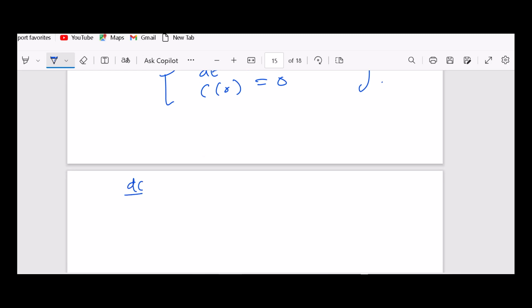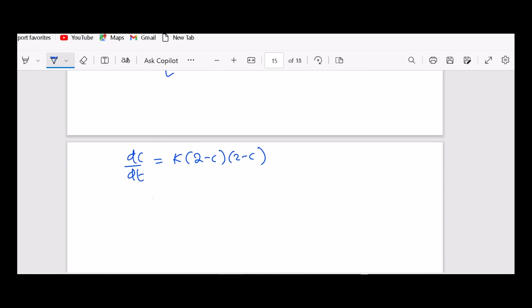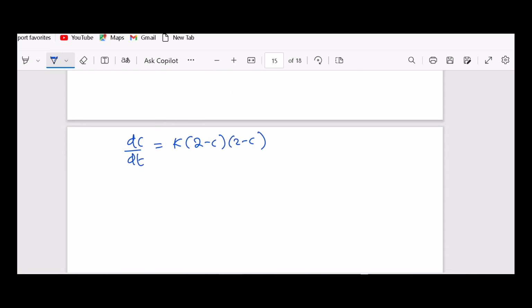We have dC/dt equals k(2 minus C)(2 minus C), and this one is separable, which you can separate. We have dC over (2 minus C) squared equals k dt. You remember this and this are the same, so multiplying them will give you just this 2 minus C squared.